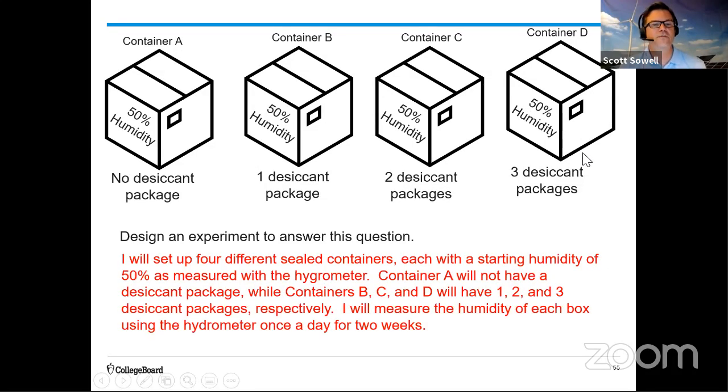So if I do that in written form, I said, I will set up 4 different sealed containers, each with a starting humidity of 50% as measured with the hygrometer. Container A will not have a desiccant package, while containers B, C, and D will have 1, 2, and 3 desiccant packages respectively. I will measure the humidity of each box using the hygrometer once a day for 2 weeks.